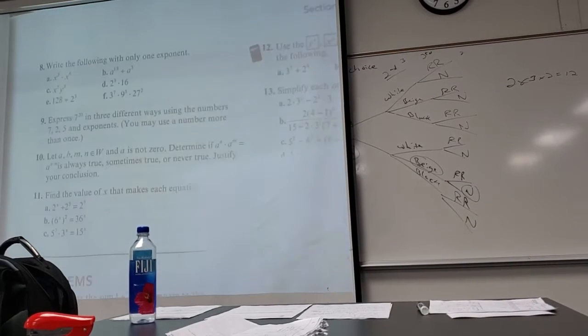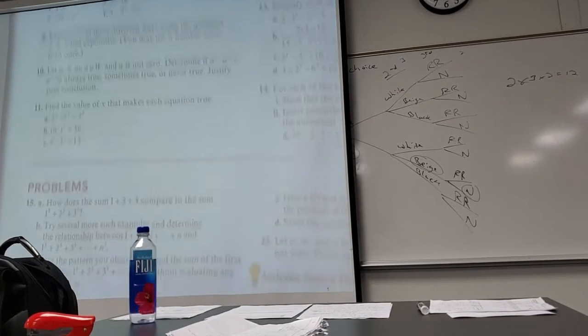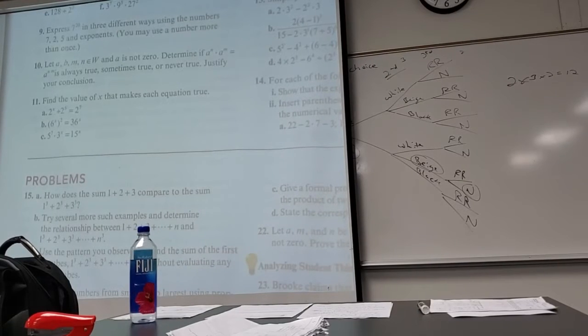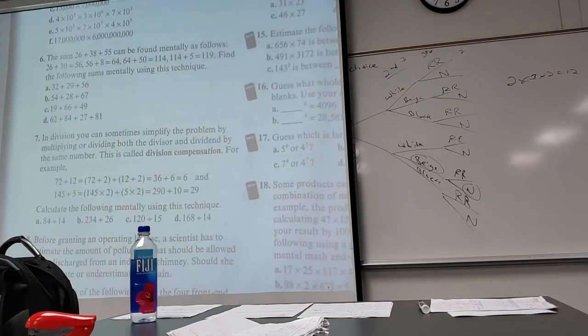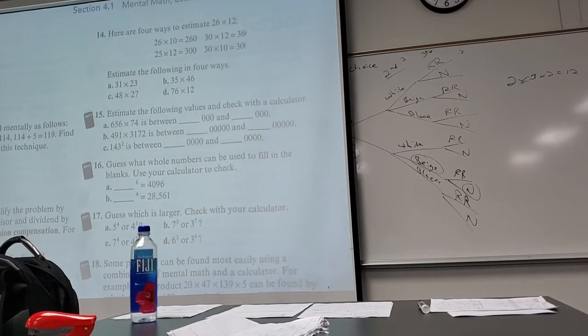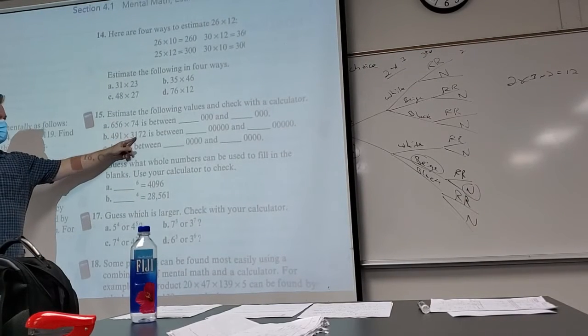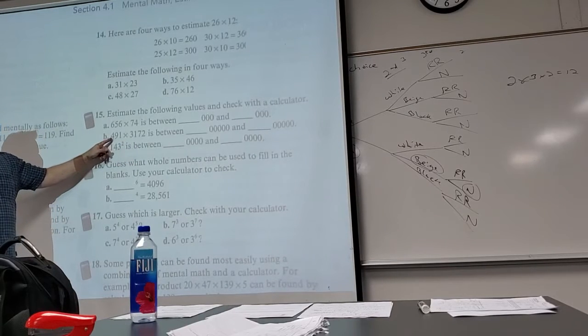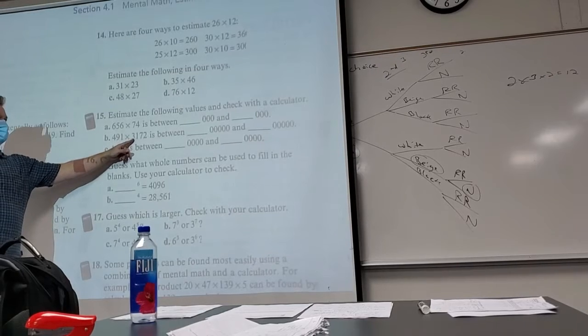All right. Anything else from homework? Yes. For 15B, I did the lower part, but then the higher part in the answer it says 20. Section 4.1A, 15B. What'd you do in the first place? I took it to 400 times 3,100. And then for the second part I did 500 times 4,000.